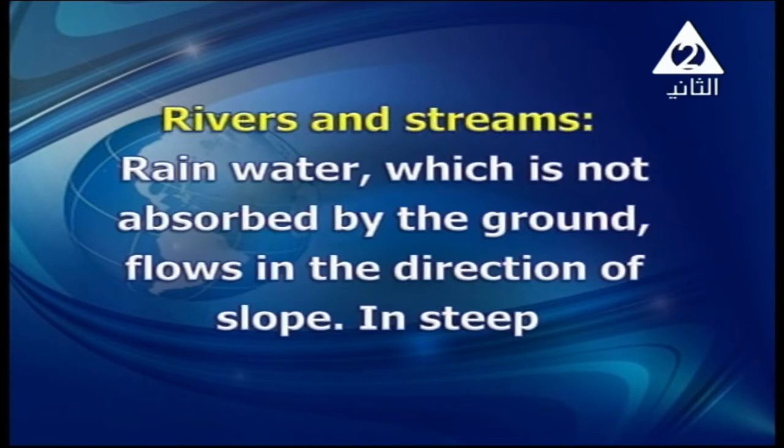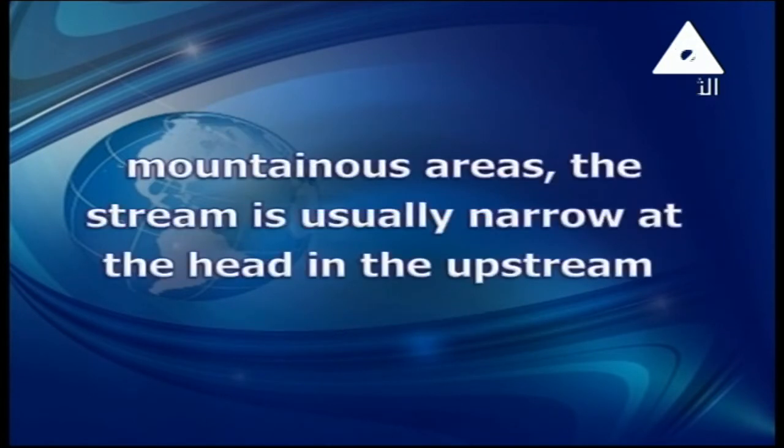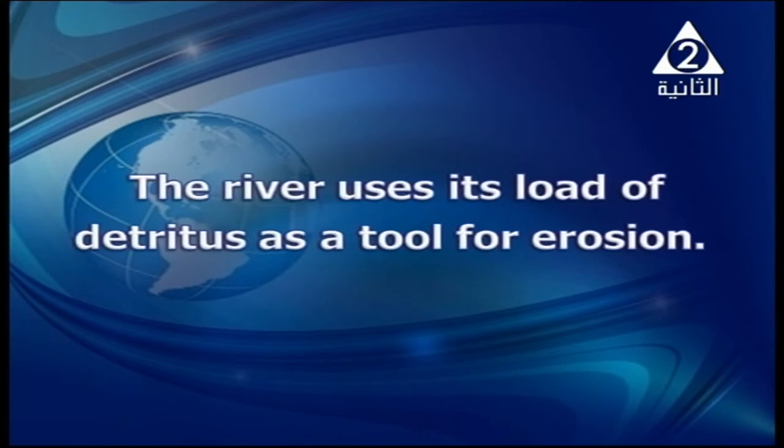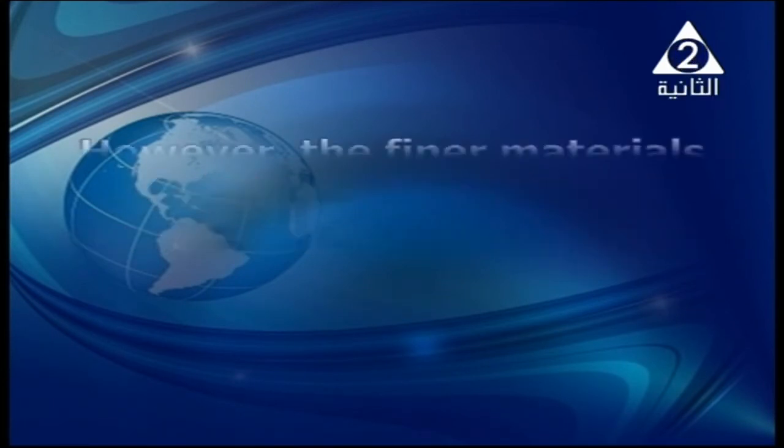Rivers and streams. Rainwater, which is not absorbed by the ground, flows in the direction of the slope. In steep mountainous areas, the stream is usually narrow at the head in the upstream and becomes wide, with greater slope, in the downstream at the mouth. The river uses its load of detritus as a tool of erosion.